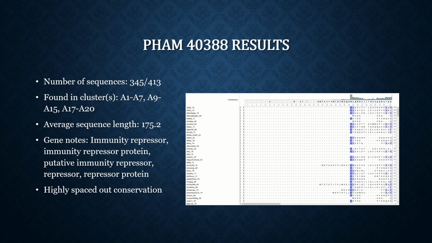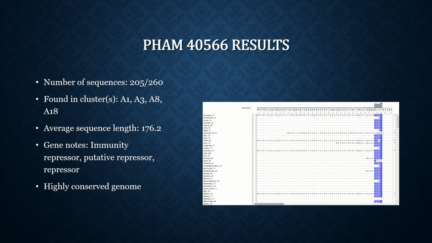So, FAM 4388, the number of sequences I was looking at was 345, with a total of 413. They were found in clusters A1 through A7, A9 through A15, and A17 through A20. The average sequence length was 175.2. Gene notes included immunity repressor protein, putative immunity repressor, and repressor protein. This had a highly spaced conservation, with no one area in particular being well conserved.